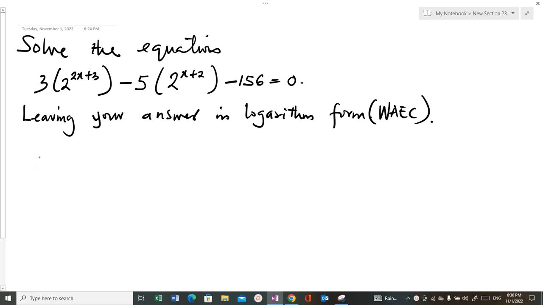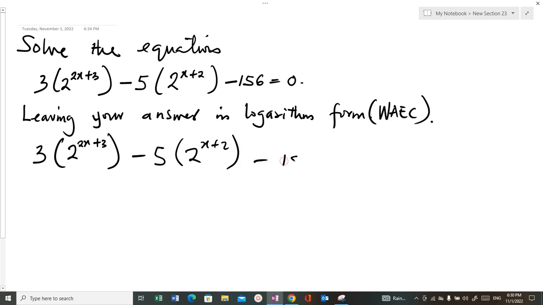So now, with this question, I will now express this. Let me just write it out first. 3 times 2 to the power 2x plus 3 minus 5 times 2 to the power x plus 2 minus 156 is equal to 0.